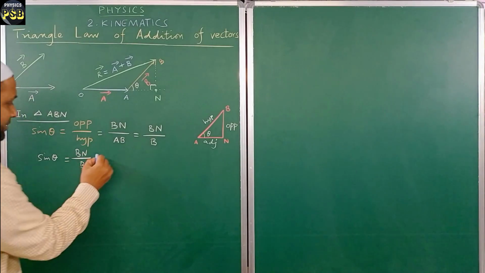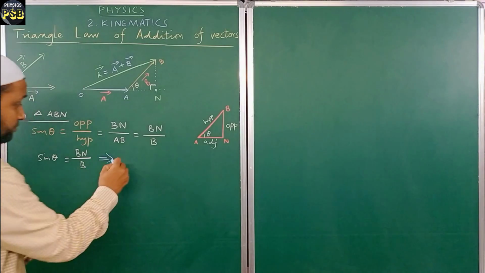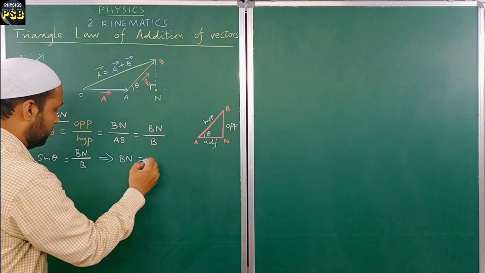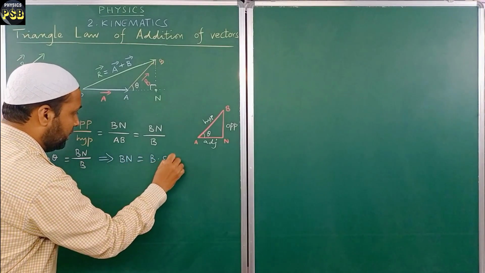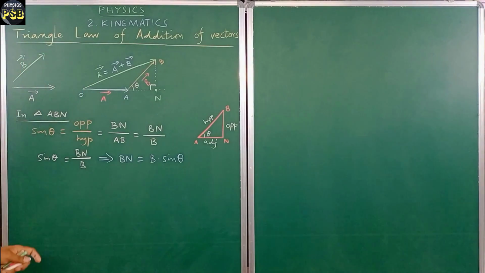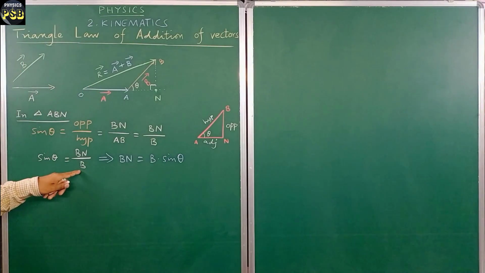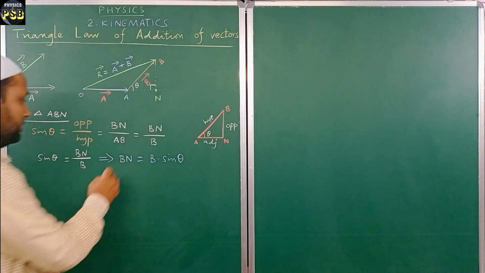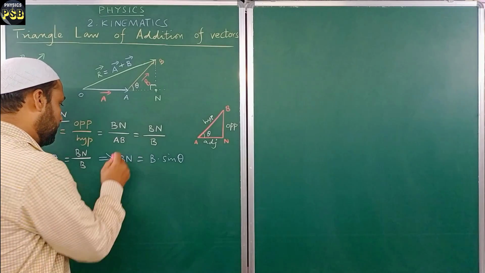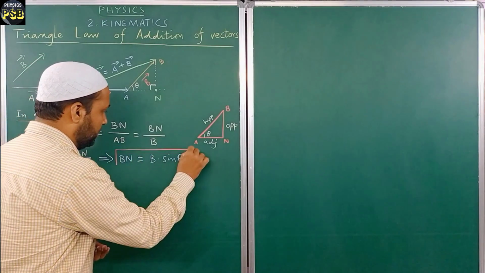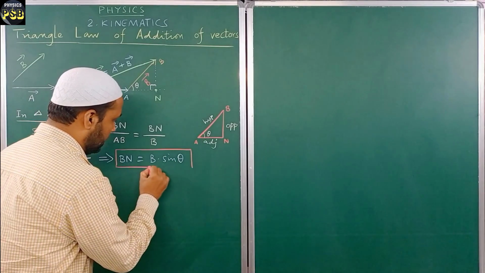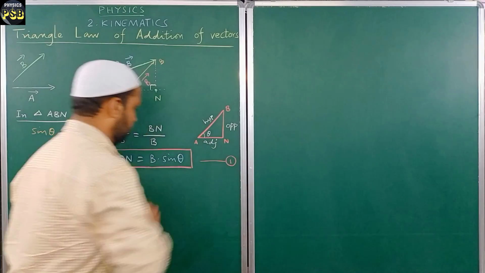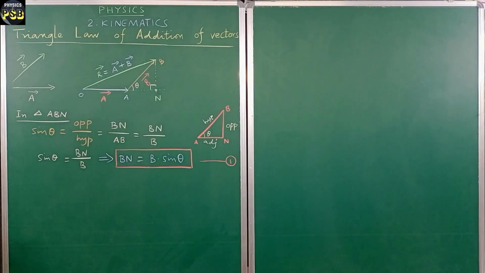So next step, cross multiply this. BN is kept on one side and B is taken to the other side. So what I get is B multiplied with sin theta. Here B is in the denominator, and when it is taken to the other side, it will multiply. For better visibility, I box this equation and name it equation number 1. Right, then I go ahead.